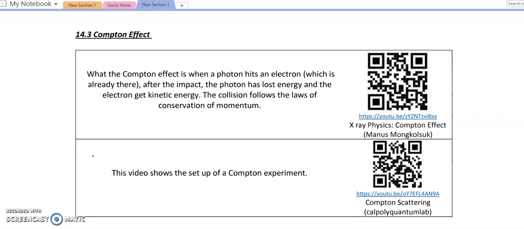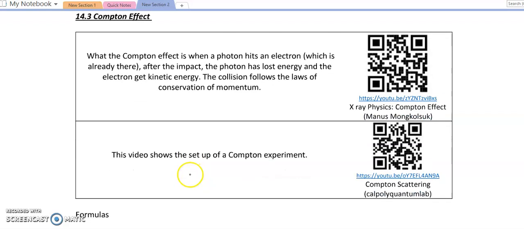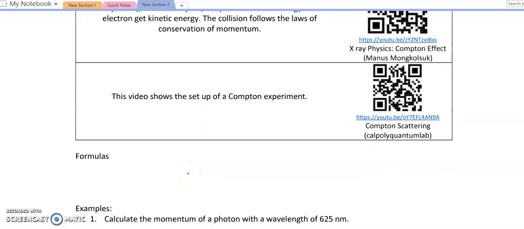This is 14.3, the Compton Effect. I'm assuming that you've watched these other couple of little videos. However, I just want to explain a little bit about what the Compton Effect actually is.